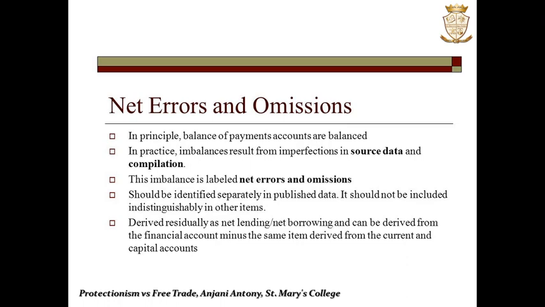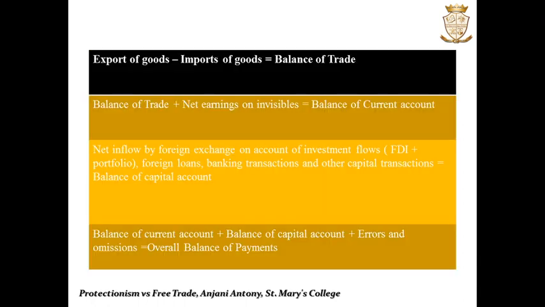Next is net errors and omissions. We all know that balance of payment is always balanced. If it is imbalanced, it is labeled as net errors and omissions. And here are some formulas for balance of payment accounts.